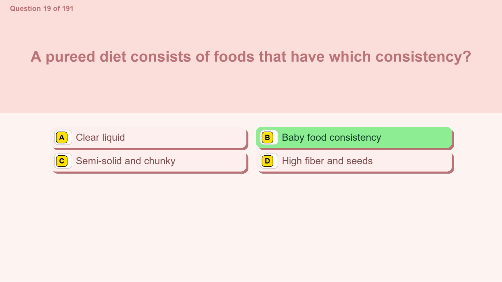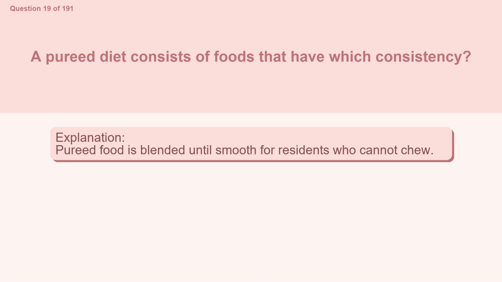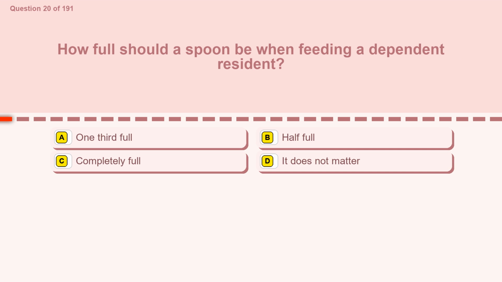The correct answer is option B, baby food consistency. Pureed food is blended until smooth for residents who cannot chew. Question 20. How full should a spoon be when feeding a dependent resident?